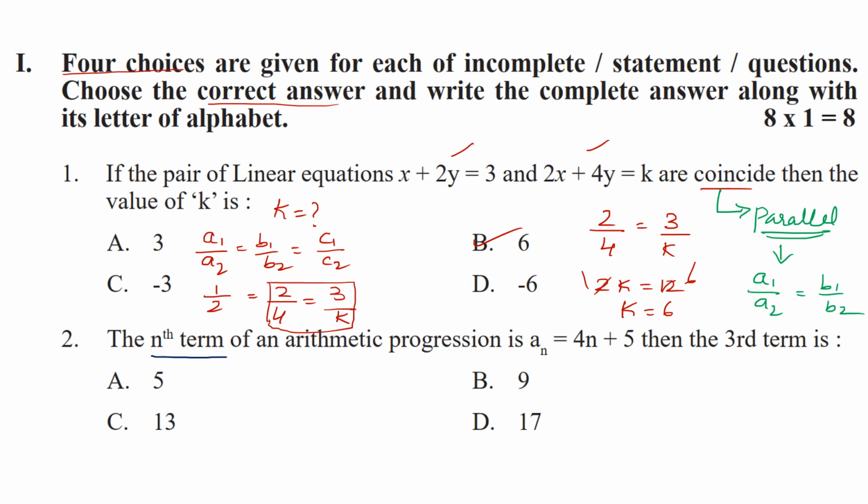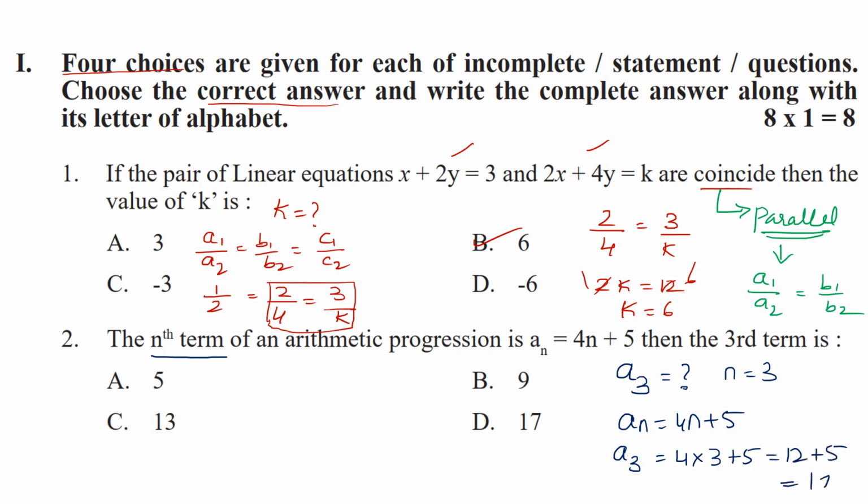The nth term of an arithmetic progression is an is equal to 4n plus 5. Then the third term is, means what you need to find? You need to find the a3 value. And what is the n value here? n is equal to 3. And what is the equation they have given? An is equal to 4n plus 5. Just substitute the value of n, that is 4 into 3 plus 5, that is 12 plus 5 is equal to 17. So the option D is the correct one.